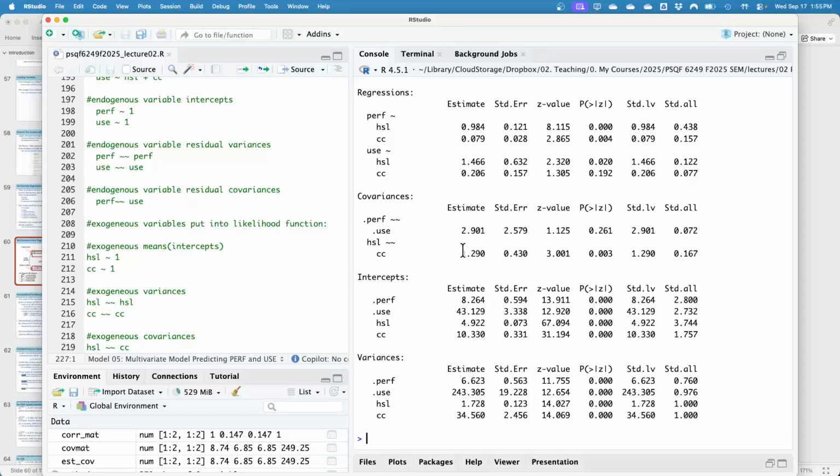It's a subtle distinction, but you understand the difference, right? A residual covariance is what's left over after we've done the predicting. A covariance is just what it is between 2 variables, right?